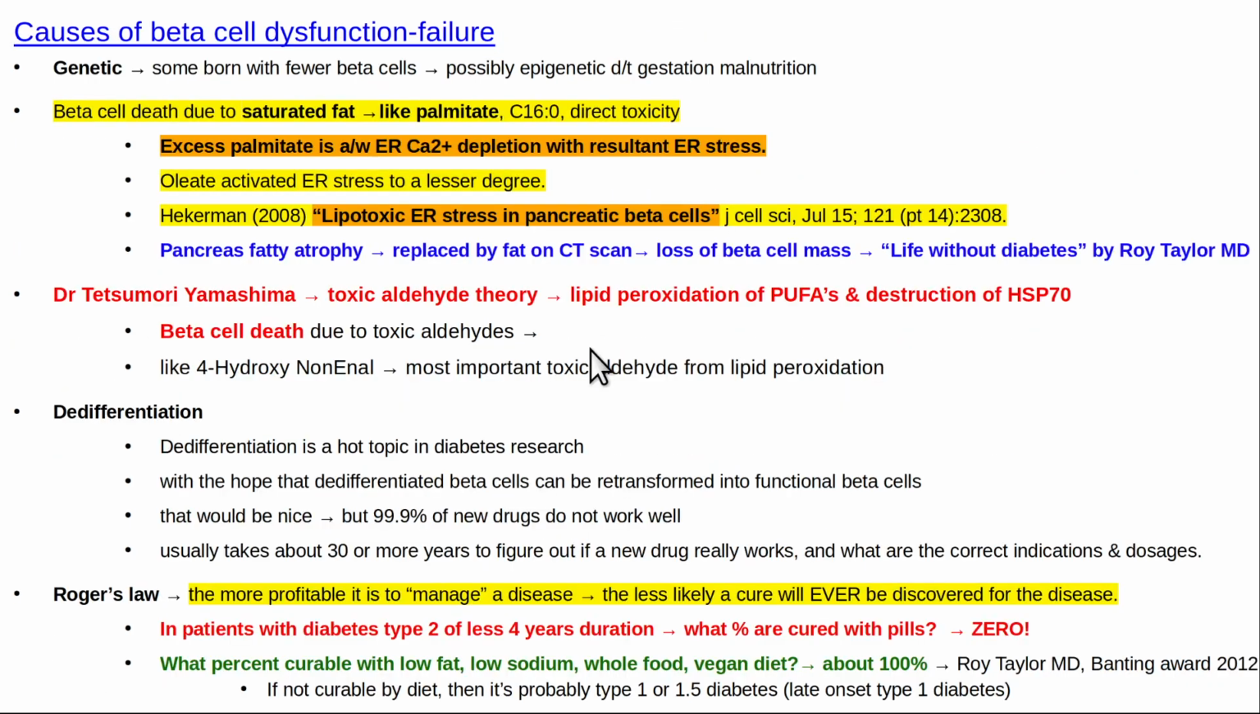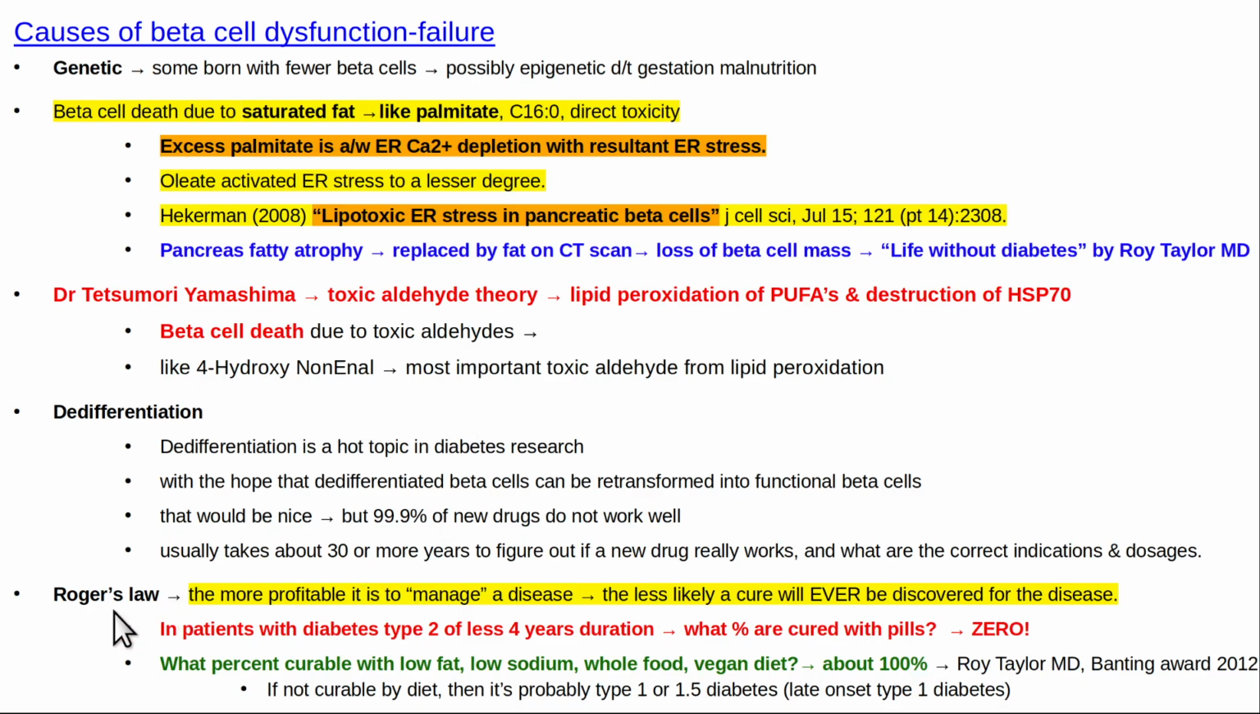All right. Causes of beta dysfunction. Some of these we talked about before. Eventually the beta cells die and they can't be replaced. Sometimes early on they simply de-differentiate and stop producing insulin. Dr. Tetsumori Yamashima did all this great research on this. There are other theories that, again, if you catch type 2 diabetes earlier, you've got a good chance to reverse it.